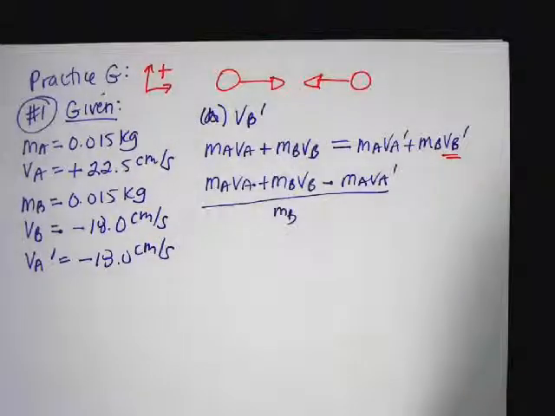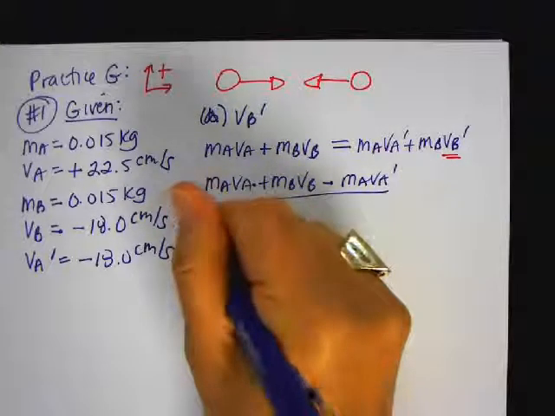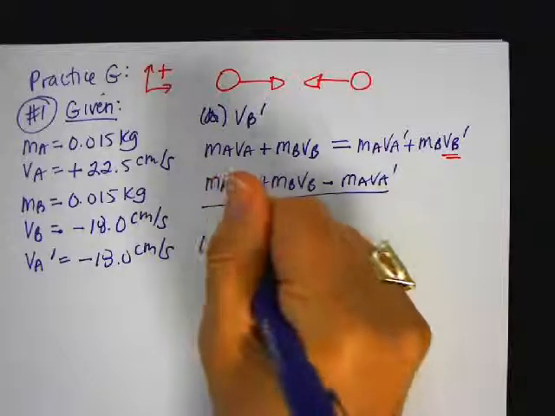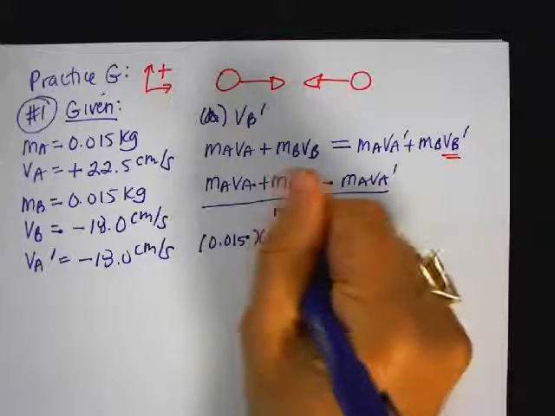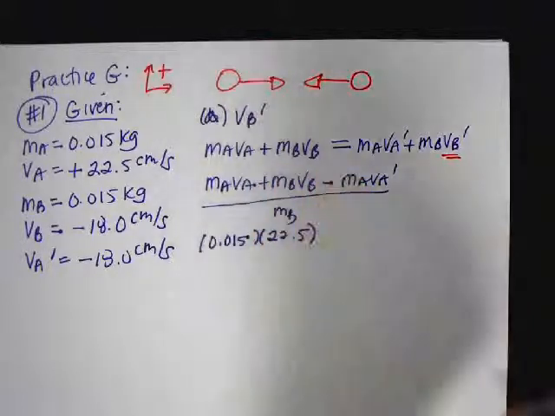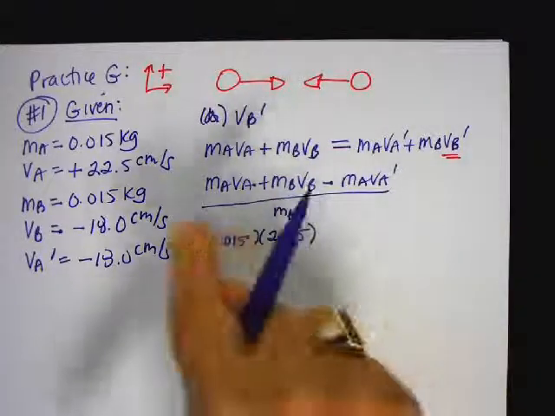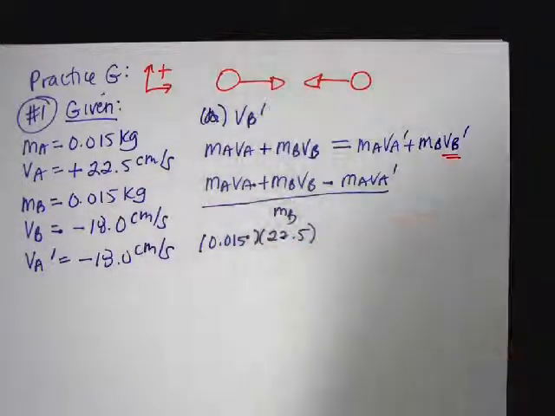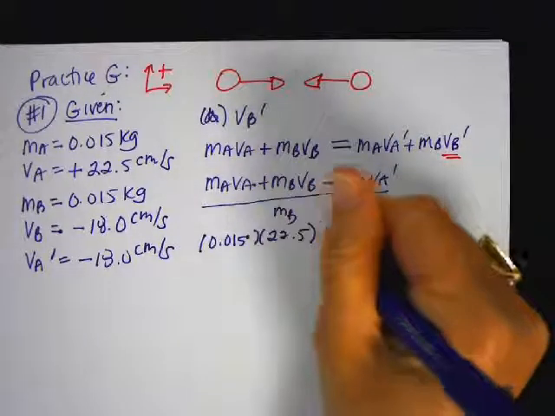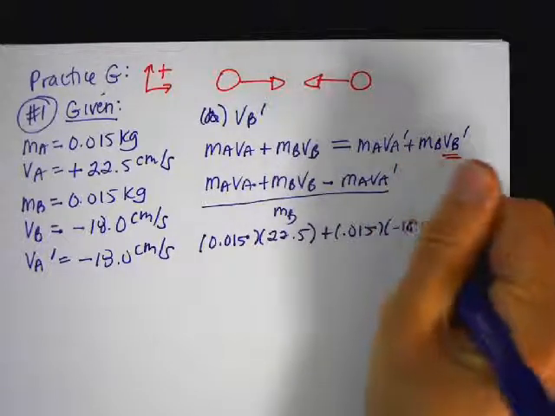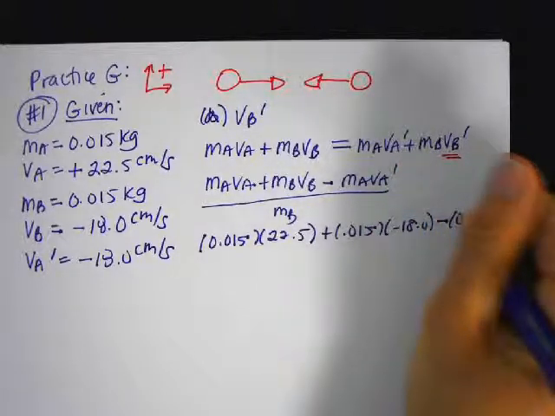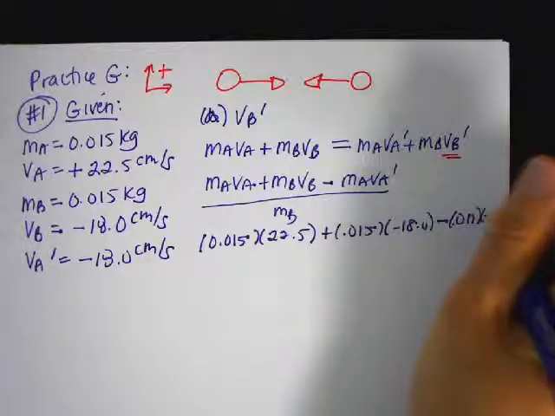Now, unfortunately, nothing is 0, so now I have to substitute all my values. I'm just going to write the numbers right now. I'm not going to put the units. So 0.015 times 22.5. So your question is, why am I not converting this to meters per second? Well, when I do all this, my final answer will still be in centimeters per second. Plus 0.015 times negative 18 minus 0.015 times negative 18.